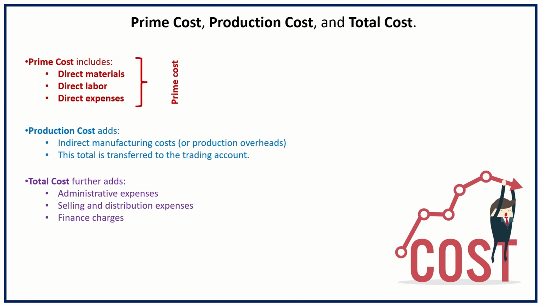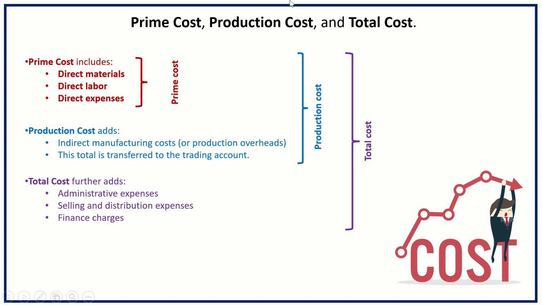By adding direct material, direct labor, direct expense, we can derive the prime cost, whereas adding up the indirect manufacturing cost and the work in progress, we can calculate the production cost. By taking the total administrative, selling and distribution, and financial charges, we can take the total cost. This is how you calculate the total cost, by adding up prime cost, production cost, and administrative, selling and distribution, and financial charges.